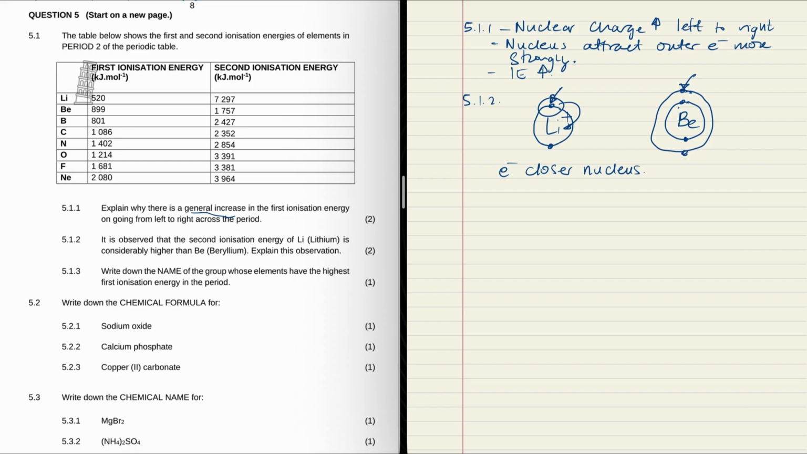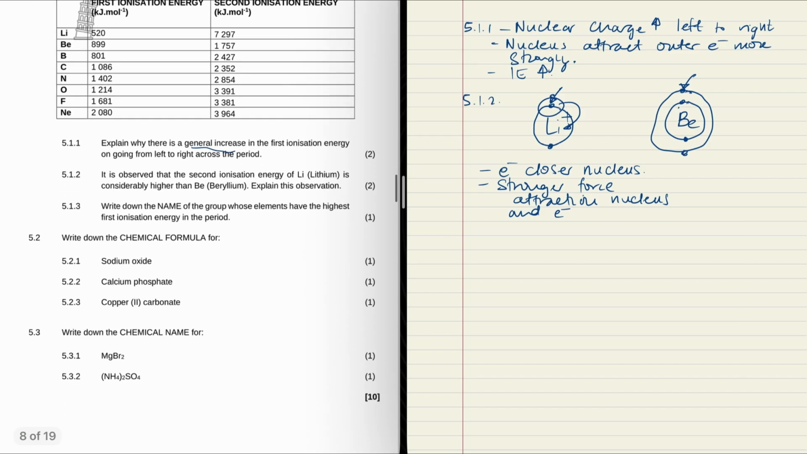Further, the nucleus has a stronger pull on it, right? There's going to be a stronger force of attraction between the nucleus and the electron. And because of that, it's going to require a lot more energy to remove the second electron from lithium as opposed to removing the first electron from beryllium.